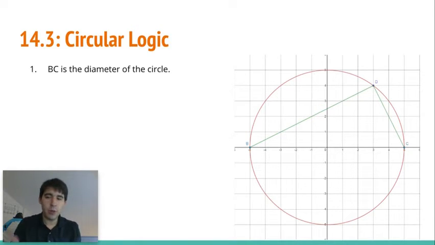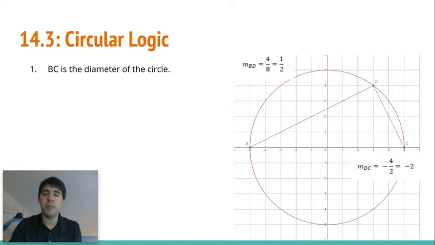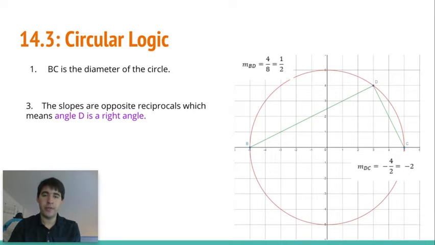So we're going to find the slopes of these two lines. We find the slope of BD actually goes up 4 and to the right 8, which means we have a slope of 1/2. And for DC, it actually goes down 4 and to the right 2, which means we have a slope of -2. So as we can see, the slopes are opposite reciprocals of each other, which means that angle D has to be a right angle.